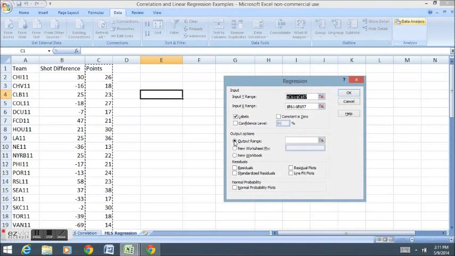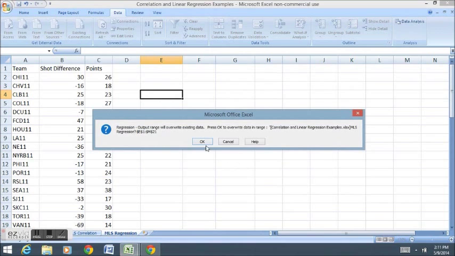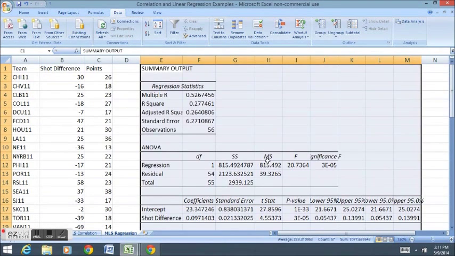Next, I need to choose where my output goes. So I click the output option, I click the open box, and I'd like my output to go right here in cell E1, so it's right next to my data. Now I press OK. It's telling me that it's going to overwrite existing data, but I know that it's not. So I'm going to go ahead and paste it here.